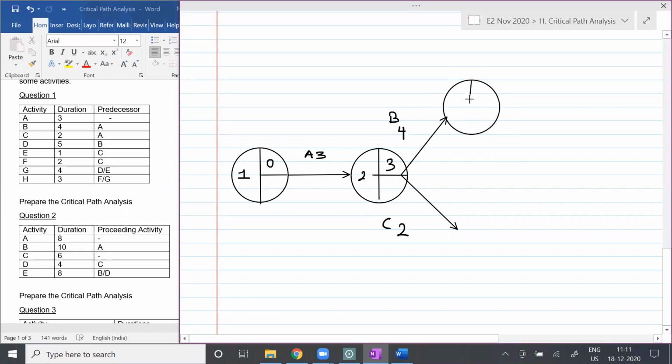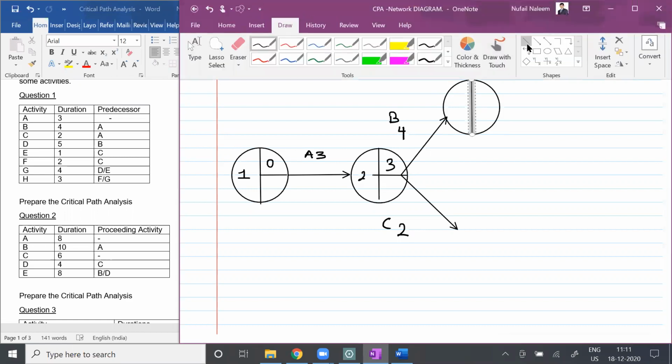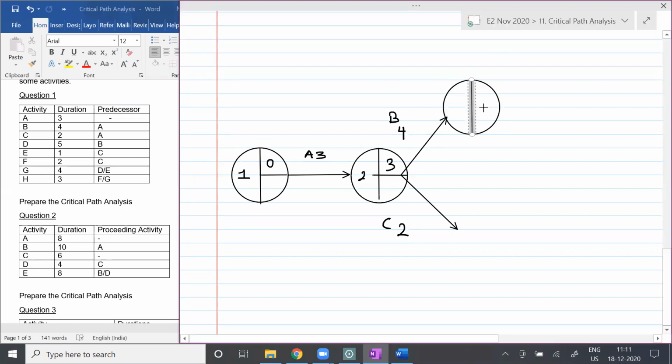Now see, students, for activity A to finish, it will take how many days? 3 days. For activity B to progress, it will take how many days? 4 days. So 3 plus 4 is how much? 7. Are you clear with that, students?